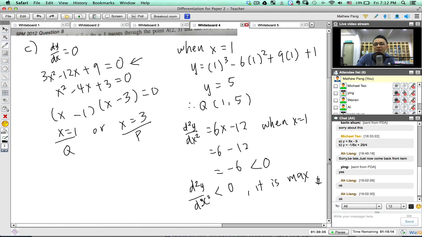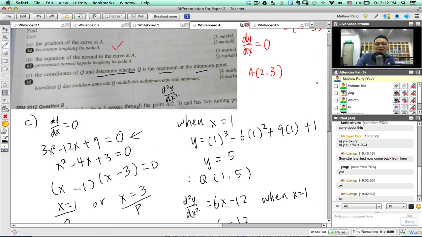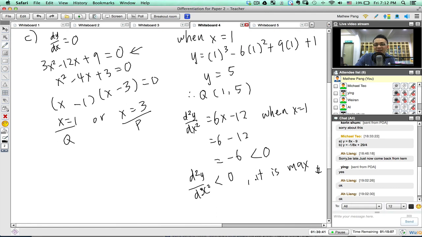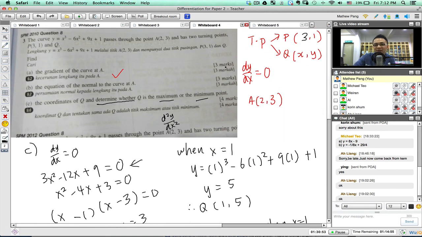Done. Alright. So of course, in the exam you have to write properly. When d2y/dx² is less than 0, it means the coordinates of Q is a maximum. This is what you should write in your exam. Alright, I think you should have no problem. This is a 10 mark question in 2010. So I would say differentiation is quite important because you can easily get a lot of marks in paper 2.